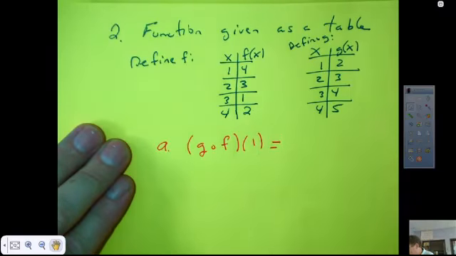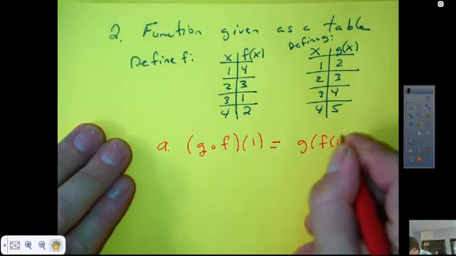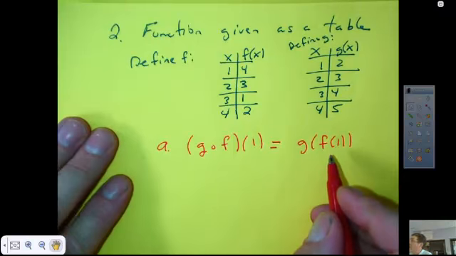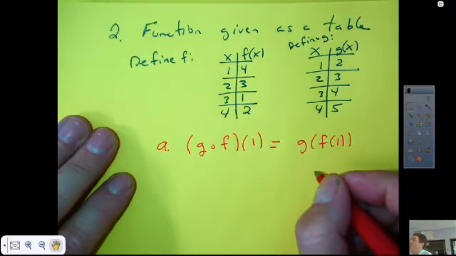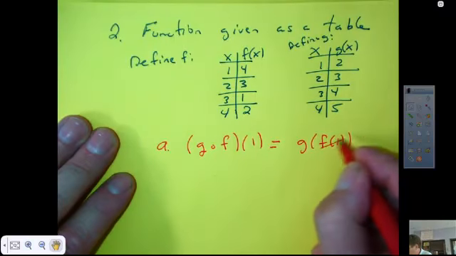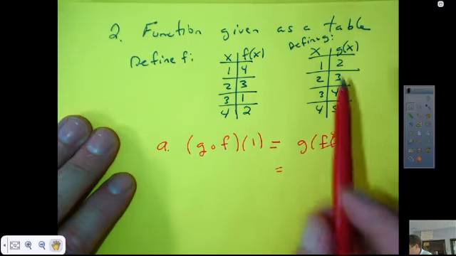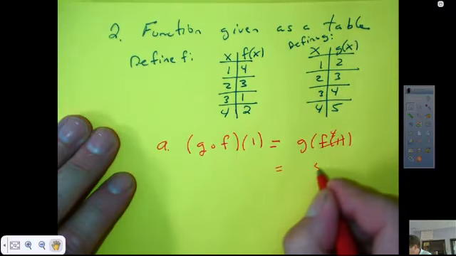We're going to work this essentially the same way as we did with the expression. I want to find g composed of f of 1. So I have to find my inside first. What is f of 1? When x is 1, f is 4. So now what's g of 4? 5. g of 4 is 5. The answer is 5, just like that.